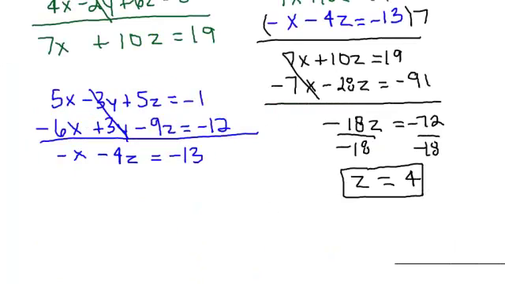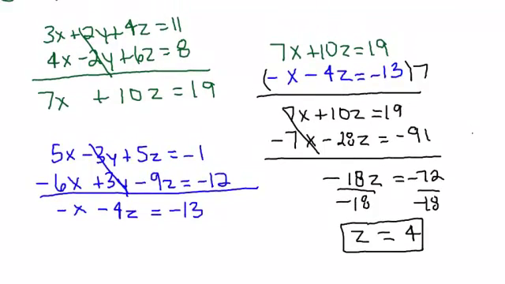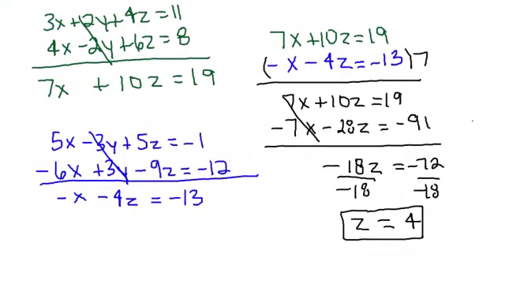Then from here, we're going to plug or substitute in to solve for x and to solve for y. So if we go back to one of our previous equations, either 7x plus 10z equals 19, or negative x minus 4z equals negative 13, either one of those would work to solve for x. So we're going to plug in z. I'm going to choose the first green equation here just because it's all positive numbers. If we use the second one, we're dealing with negatives, and that's just not as fun.